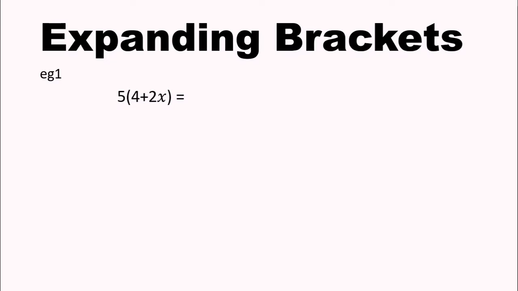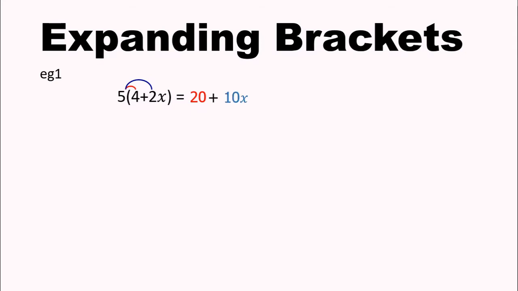But first, let me give you an example of expanding brackets where this 5 is directly in front of a bracket, which means that the 5 is multiplying by all terms inside that bracket. To expand those brackets out, we follow the rainbow. So 5 times the first term, 5 times 4 is 20, and 5 times the second term, 5 times 2x is 10x.